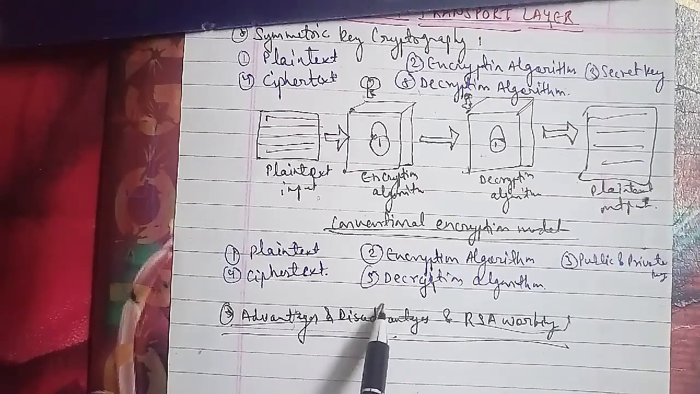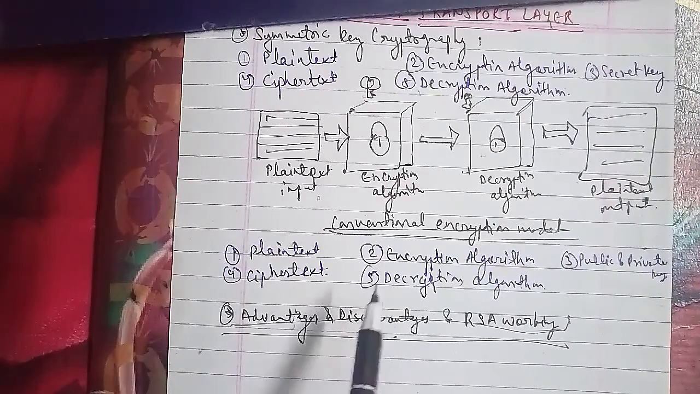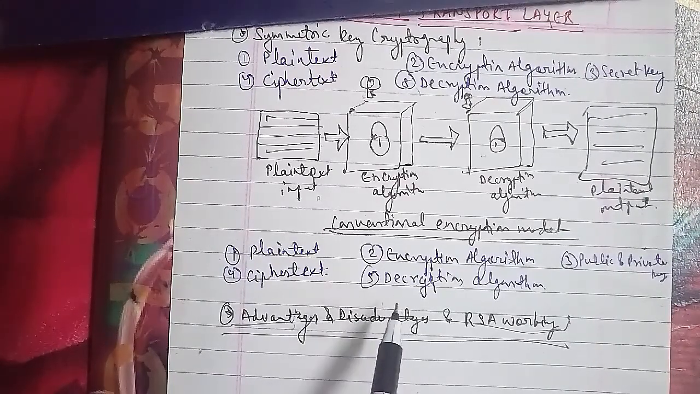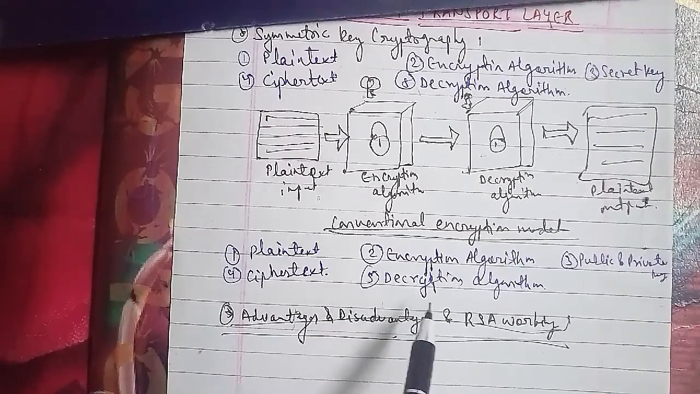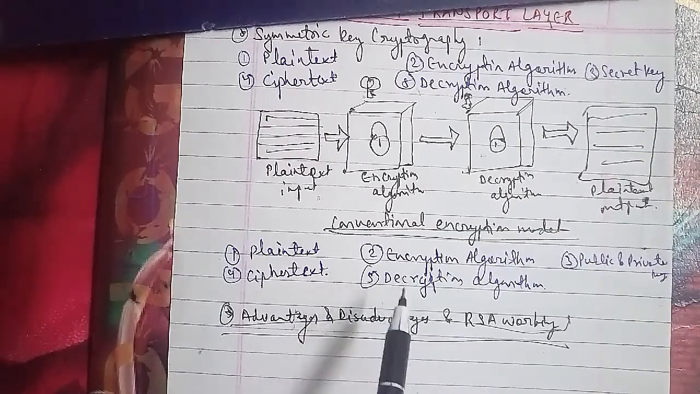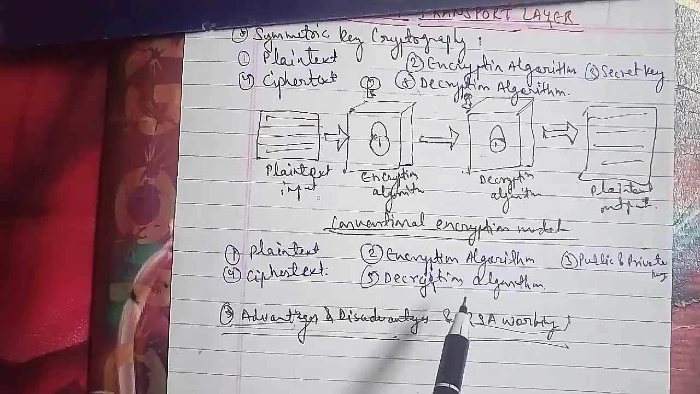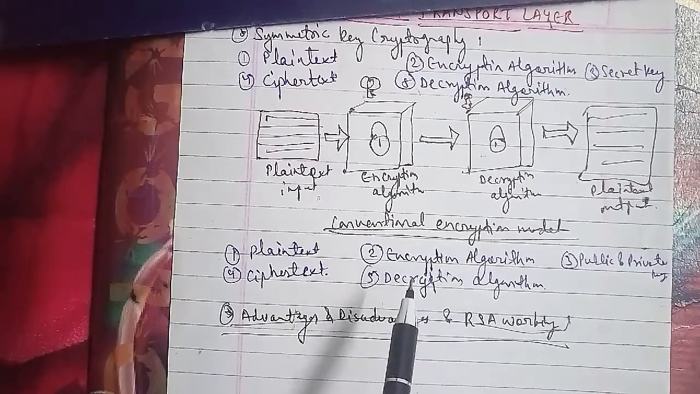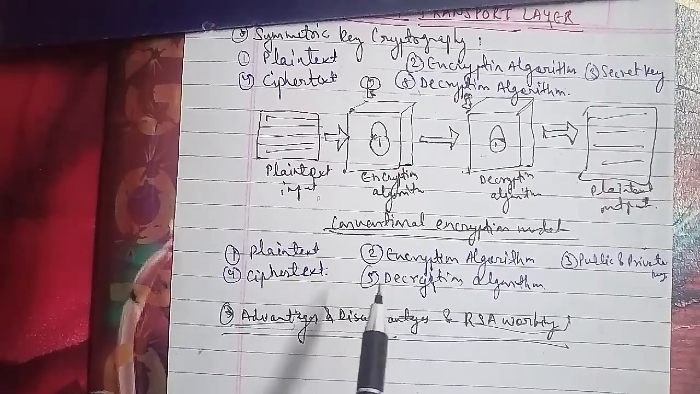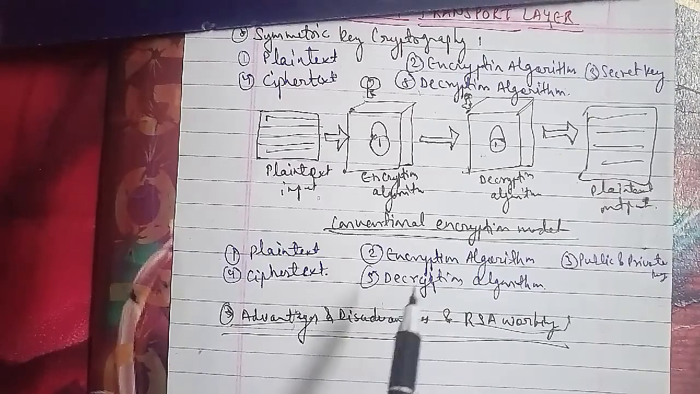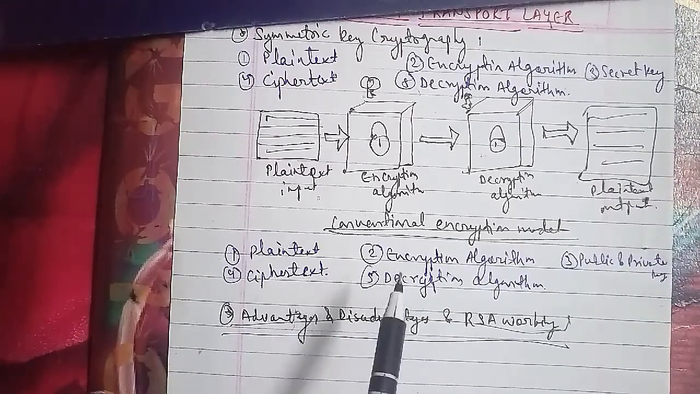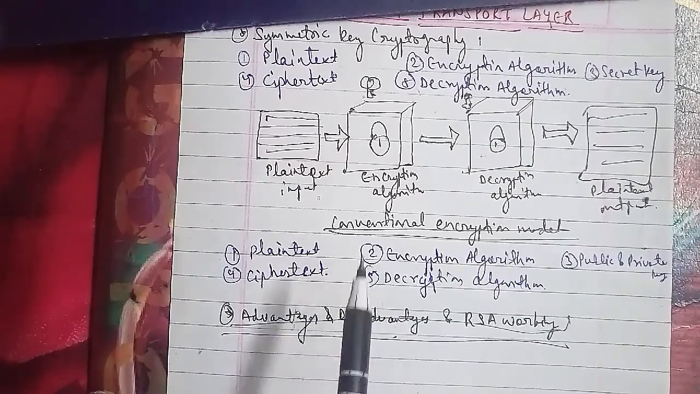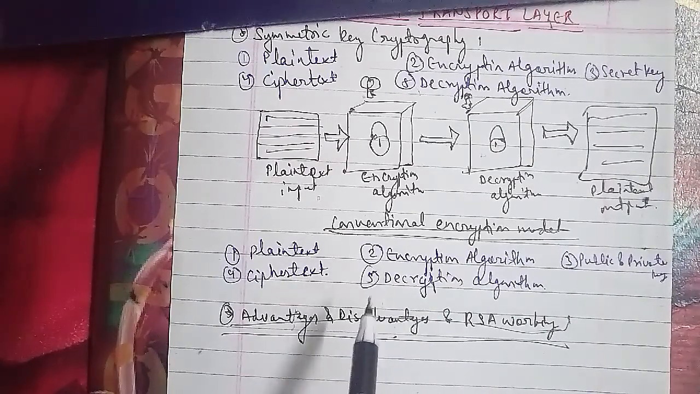RSA is a block cipher in which the plain text and ciphertext are integers between 0 and n minus 1 for some n, and a typical size for n is 1024 bits. The RSA algorithm was developed in 1977 by Rivest, Shamir and Adleman at MIT. The RSA algorithm is a public key encryption algorithm, and in this algorithm one user uses a public key and the other uses a secret key, that is your private key.